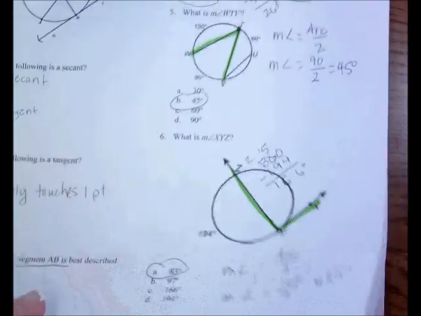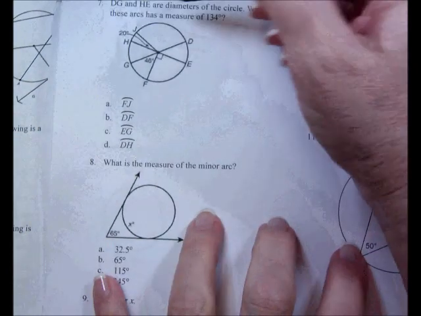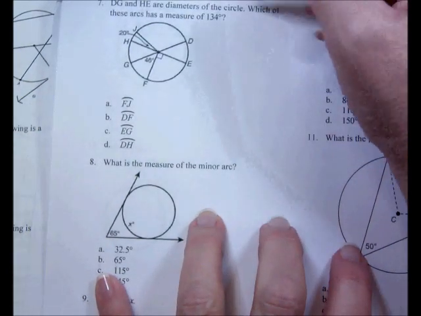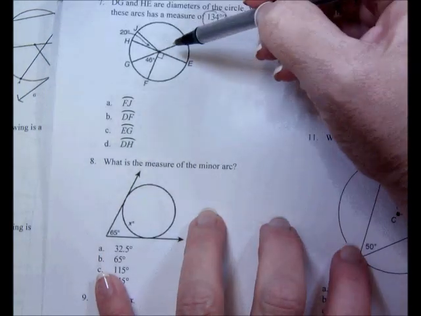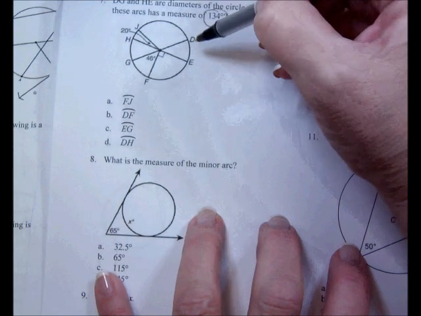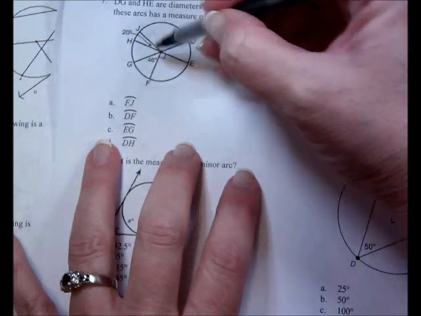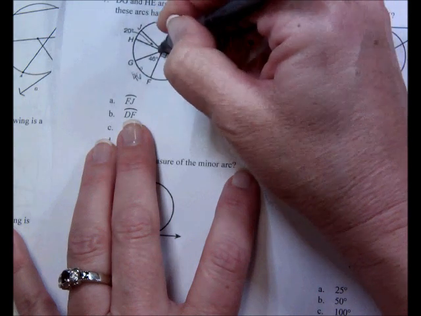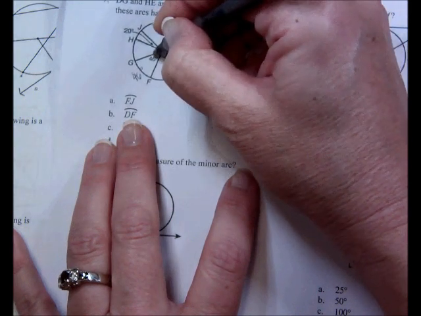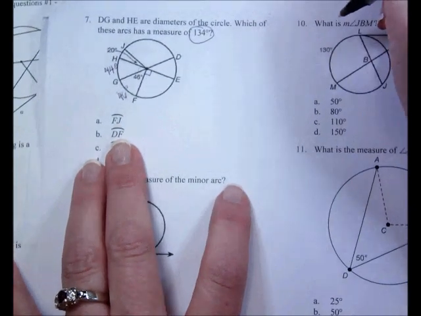Moving on along to number 7. It said DG and HE are diameters, and then it says which of the arcs measures 134 degrees. So I'm going to figure out what the measures of some of these arcs and angles are. I know they're all central angles, so the measure of the angle is equal to the measure of the arc. So this is 46 degrees. This is a right angle. To find this, I would have to say 90 minus 46, so that's going to be 44 degrees.